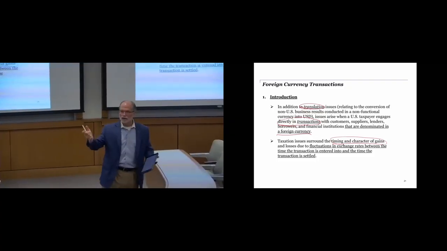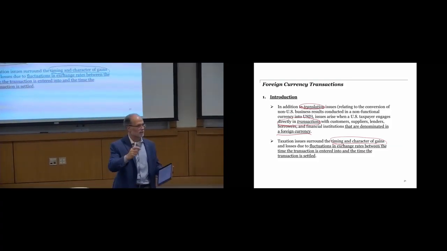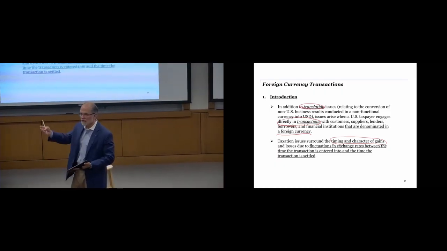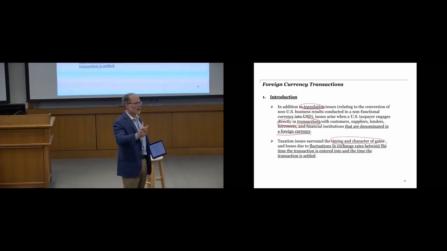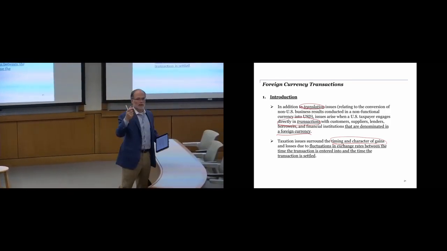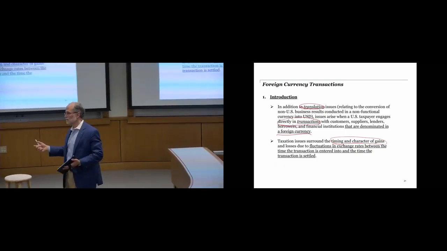Just like the 987 stuff we talked about on branch remittances, which is the difference between when the money is earned in a branch and when remitted, that win or loss economically on the fluctuation in exchange rates, the U.S. tax code affects that economic gain or loss due to the exchange rate fluctuation.